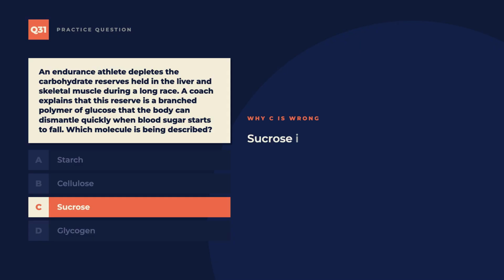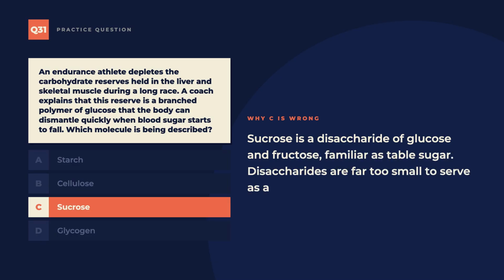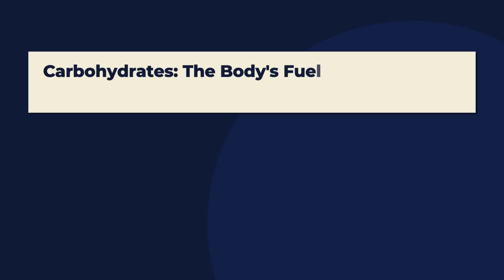C is wrong because sucrose is a disaccharide of glucose and fructose, familiar as table sugar. Disaccharides are far too small to serve as a bulk storage reserve. When an endurance athlete suddenly hits the wall, it's not fatigue building gradually, it's glycogen, the body's stored carbohydrate, running out entirely. To understand why that failure is so abrupt, we need to understand how carbohydrates are built and stored in the first place.